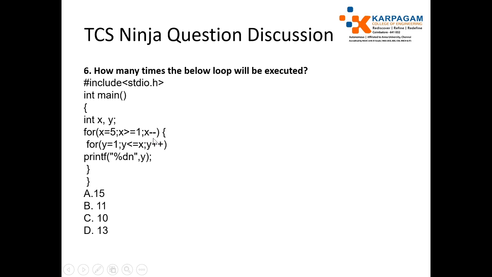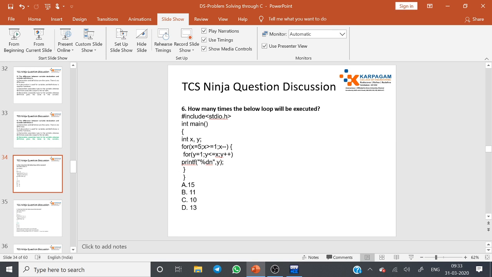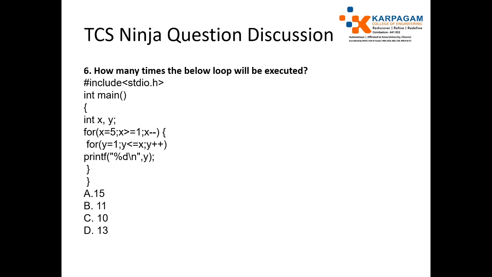and decrementing by 1. Inside the for loop, we start from y equal to 1, y less than or equal to x, then y plus plus. Okay. Finally, you are just printing the y value. You have to choose the correct option. We have 4 choices: A 15, B 11, C 10, D 13.